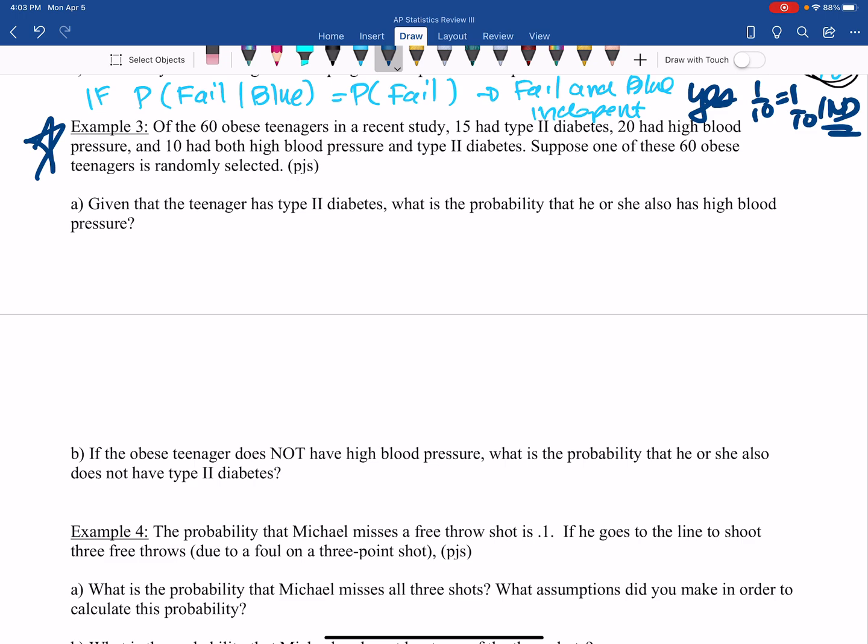Let's see. So of the 60 obese teenagers in a recent study, 15 had type 2 diabetes, 20 had high blood pressure, 10 had both. Suppose that one of these 60 teenagers is randomly selected. Given that the teenager has type 2 diabetes, what's the probability that he also has high blood pressure? Okay, go ahead and take a couple minutes to solve A and B.